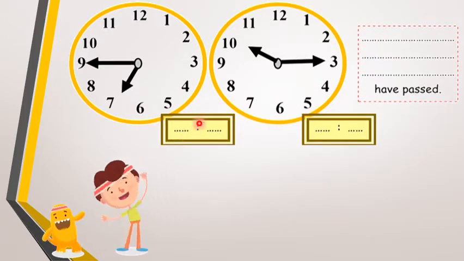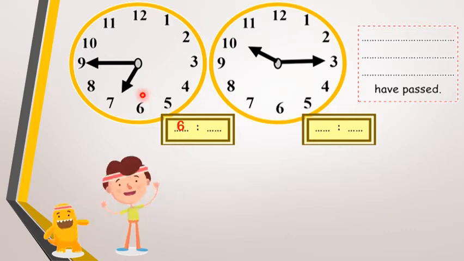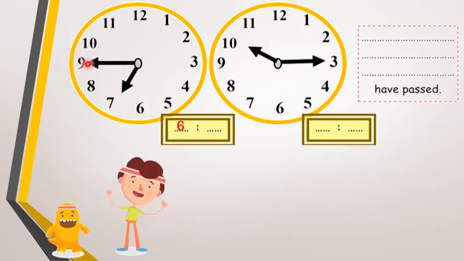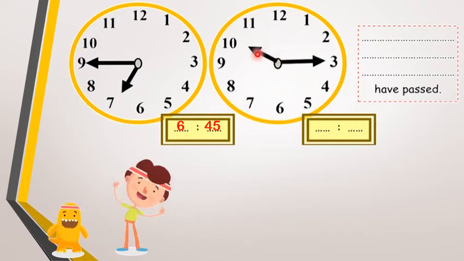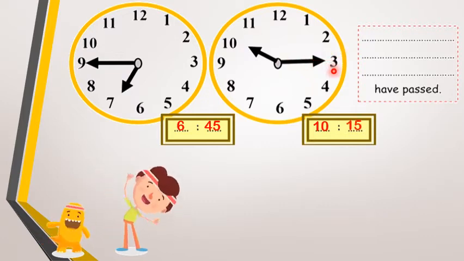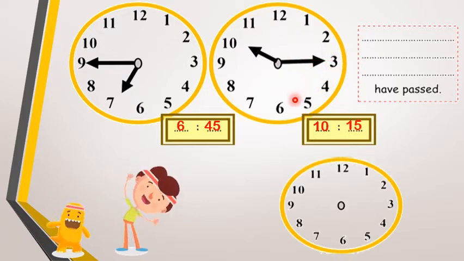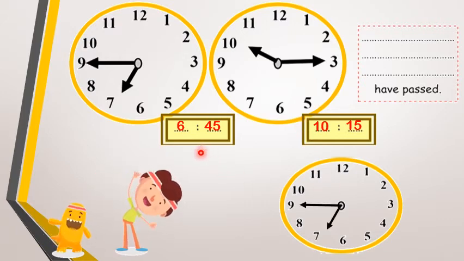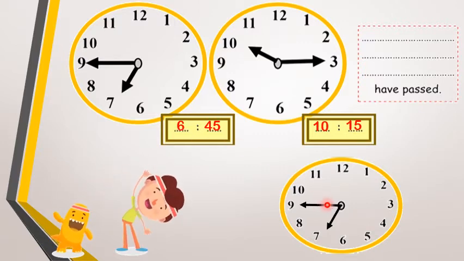Let's write the digital form. The short arm is between 6 and 7, it didn't reach 7, so it's still on 6. And the long arm is on 9, so 9 times 5 gives you 45 minutes. Here the short arm is on 10, and the long arm is on 3, so it gives you 15 minutes. Let's calculate the elapsed time. I started the time here, it's 6:45, so it's quarter to 7.